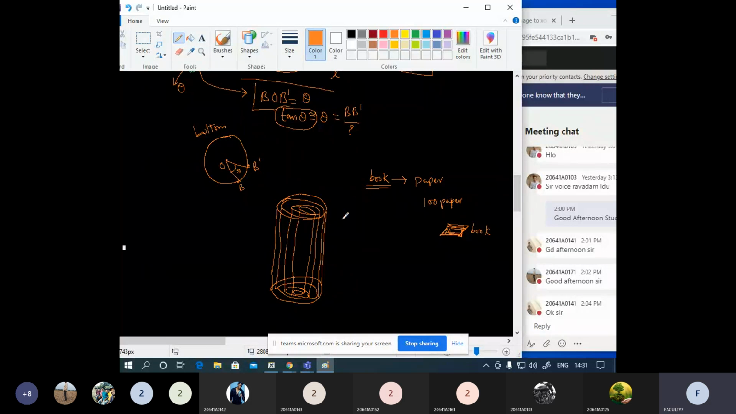Now what is the thing you need to consider here? This cylinder, or the wire, whatever you are considering, is considered to be made of a large number of hollow cylinders. Out of these number of hollow cylinders, we will take only one cylinder now. Let us consider only one cylinder.